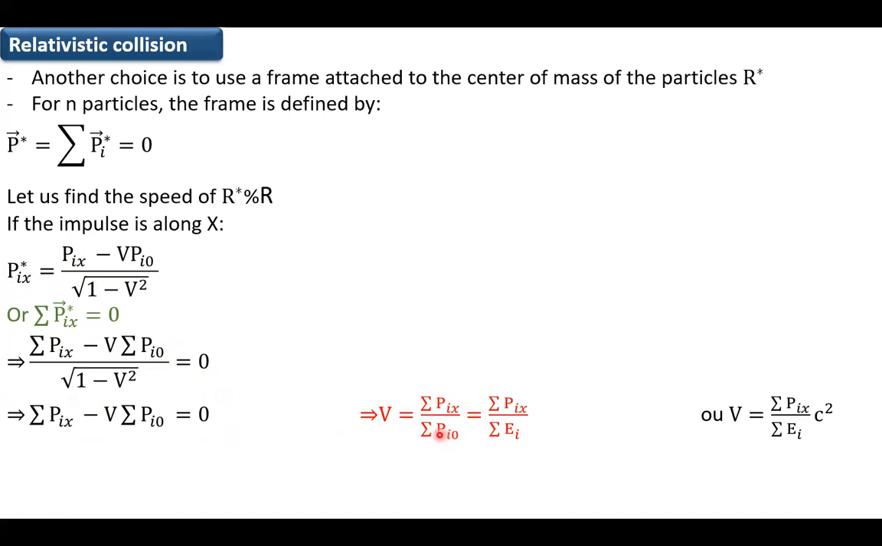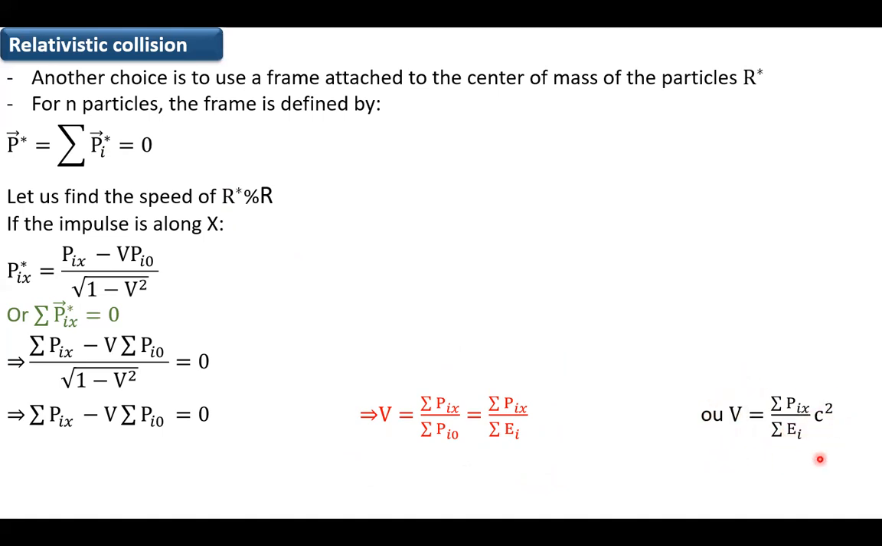And the sum of Pi 0 is the sum of energy, so it's the sum of Ei. It's the total energy. And if you are using a frame where c is different from 1, you have to multiply this equation by c squared. So the velocity or the speed of R star with respect to R is the sum of Pix over the sum of Ei times c squared.